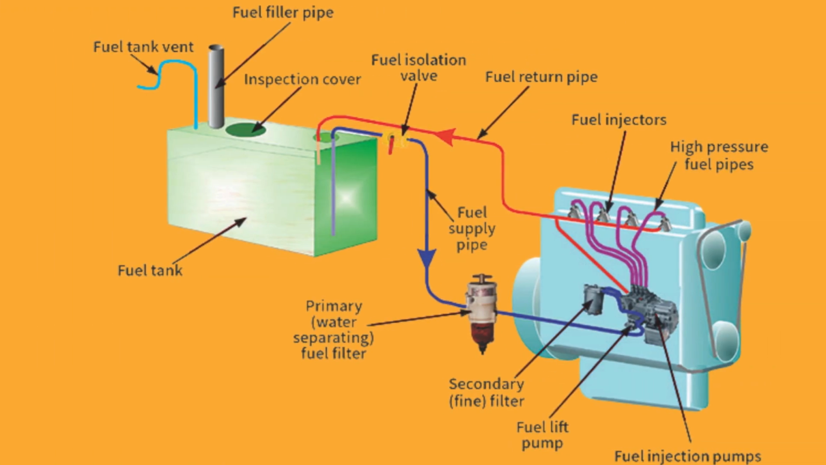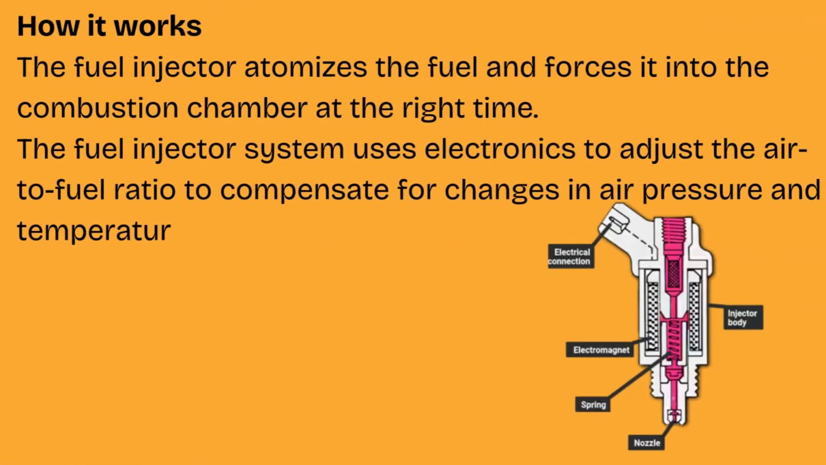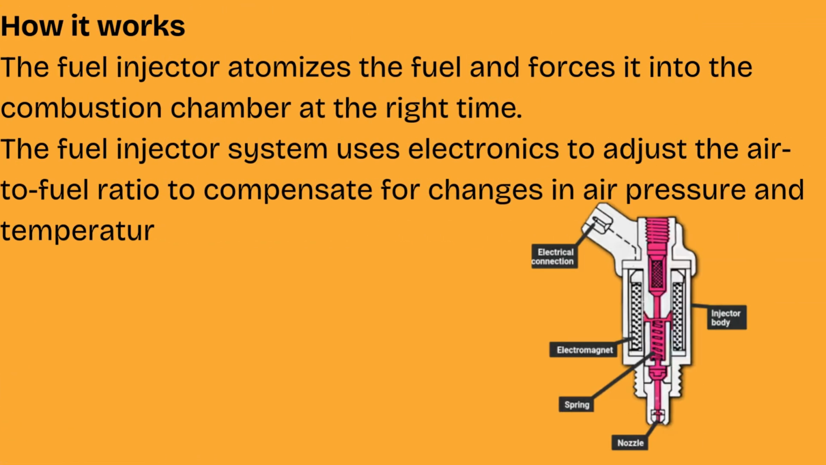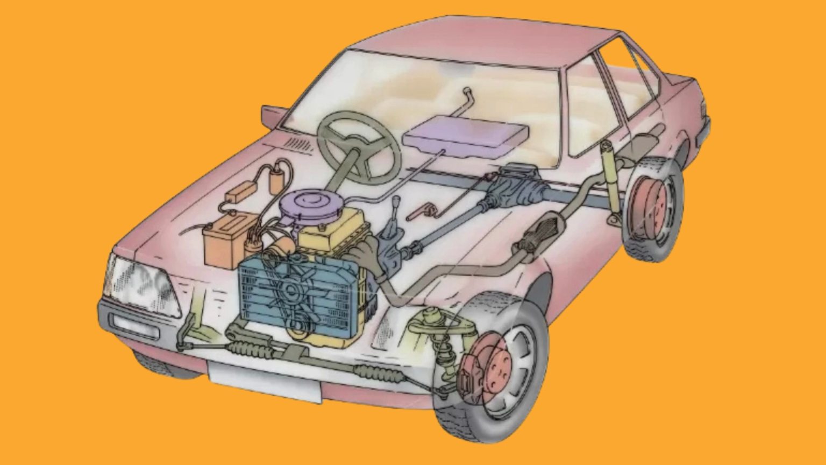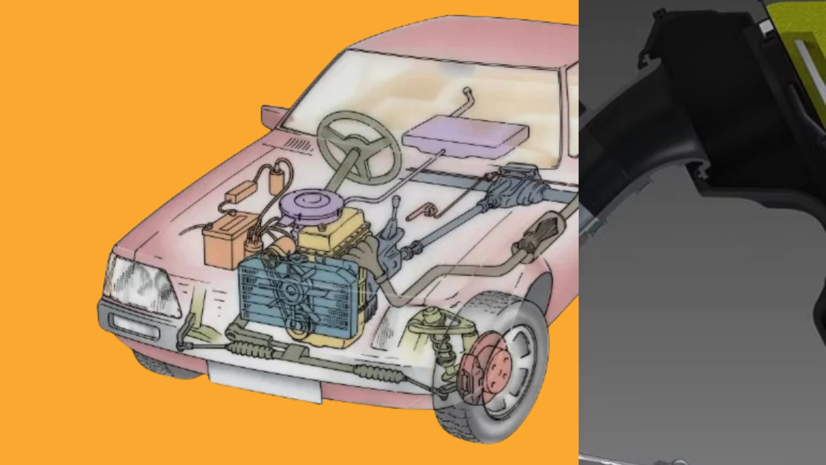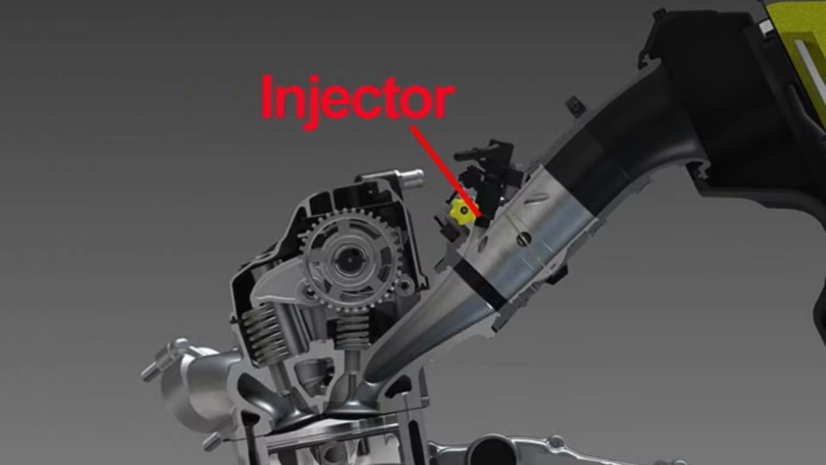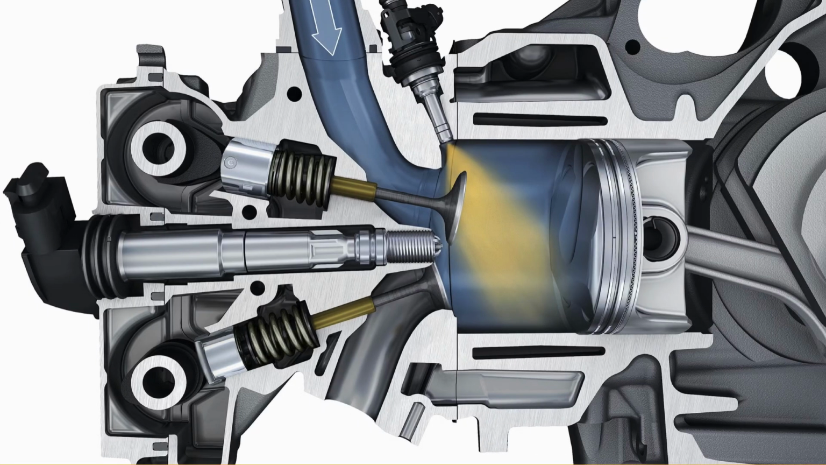The term electronic fuel injection refers to any fuel injection system controlled by an engine control unit. How it works. The fuel injector atomizes the fuel and forces it into the combustion chamber at the right time. The fuel injector system uses electronics to adjust the air-to-fuel ratio to compensate for changes in air pressure and temperature.